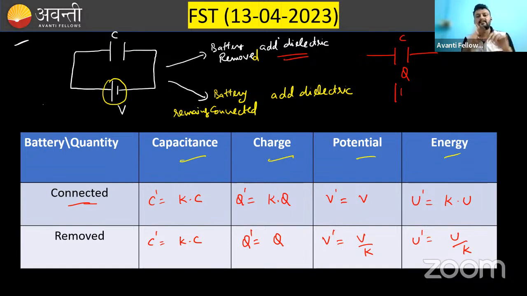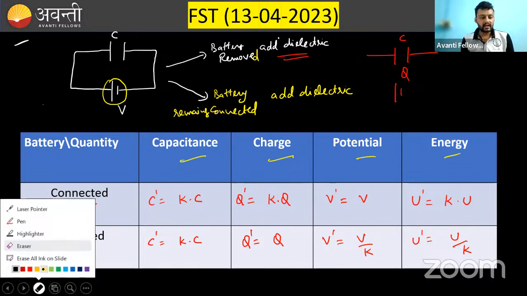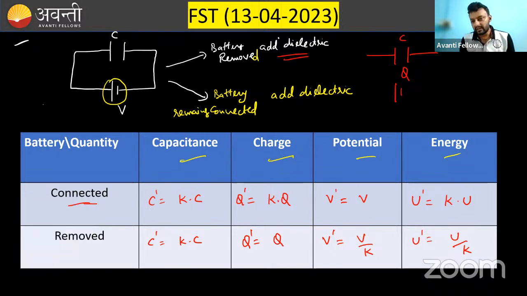I have packed something which is isolated. So this charge has to stay here because on this side there is no way, and on this side there is no way. So where will this charge go? This charge cannot move because the connection is lost. So in this situation, the charge will remain constant.